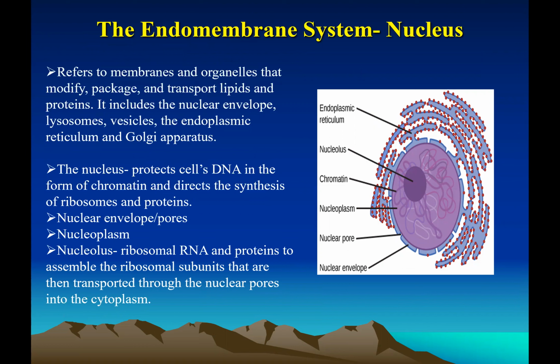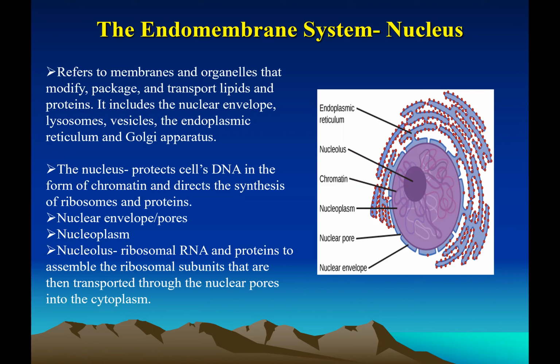Then we move on to the endomembrane system, all the membranous organelles that are found in a cell. So the main membranous organelles that you see in the cell would be the nucleus, the nuclear envelope, endoplasmic reticulum, that structure. It can either be rough or smooth, and Golgi apparatus, and lysosomes and vesicles. So these membranes will play a role in modifying and packaging proteins and transporting proteins.